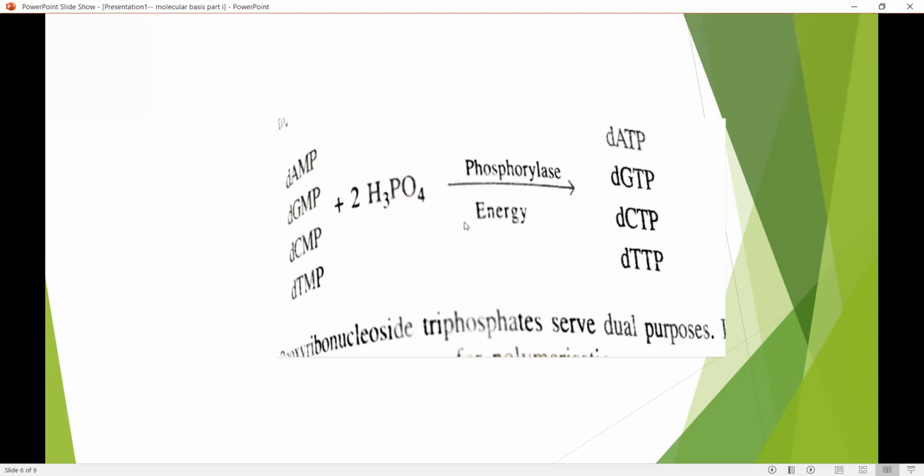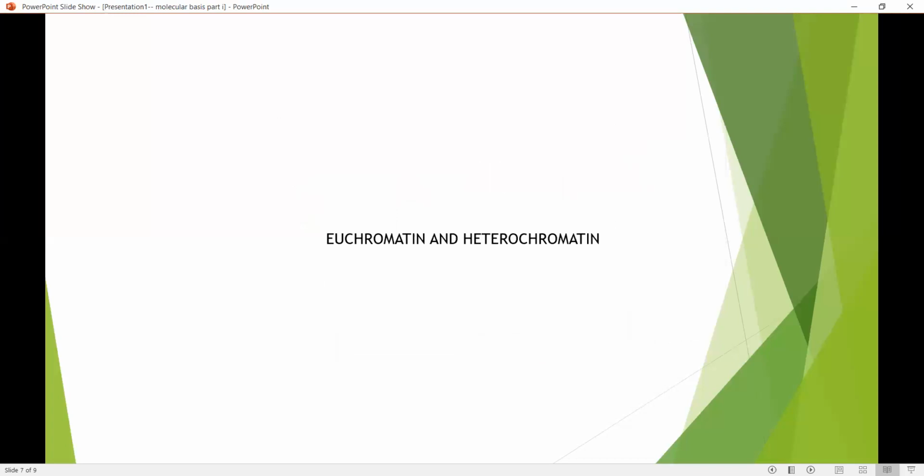So when it is converted into the active form, or when the nucleosides are linked with phosphoric acid, they are converted into nucleotides. 4 nucleotides are found in DNA. Those are dATP, dGTP, dCTP, and dTTP. dATP is deoxyadenosine triphosphate, dGTP is deoxyguanosine triphosphate, dCTP is deoxycytidine triphosphate, and dTTP is deoxythymidine triphosphate. So these 4 nucleotides are found in DNA.